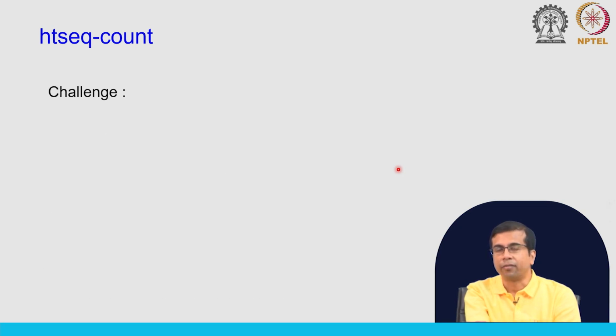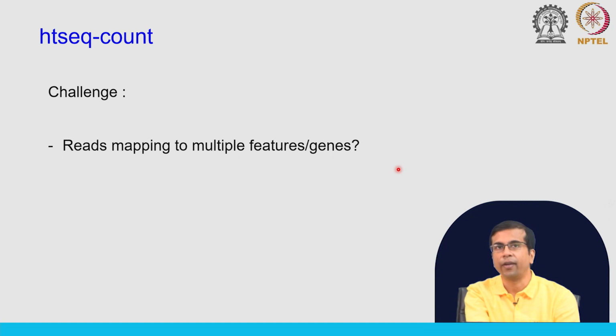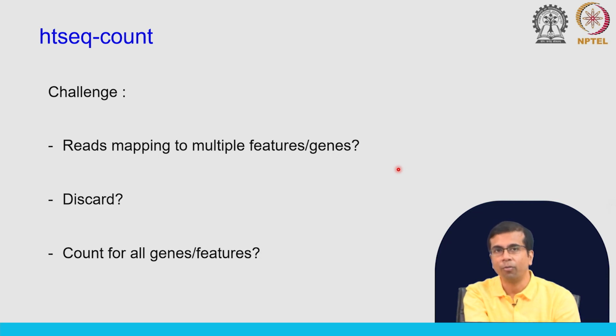And what are the challenges here? Of course, this is a very simple process. One is if you have reads that map to multiple features or multiple genes. This is something that goes back to the mapping to repetitive sequences. If you have reads mapping to multiple features and genes, how do you count those reads? Do you count them for both genes or both features, or do you just discard them? So, what are you going to do? This is a very difficult question to answer, and we cannot answer this by a simple counting process.